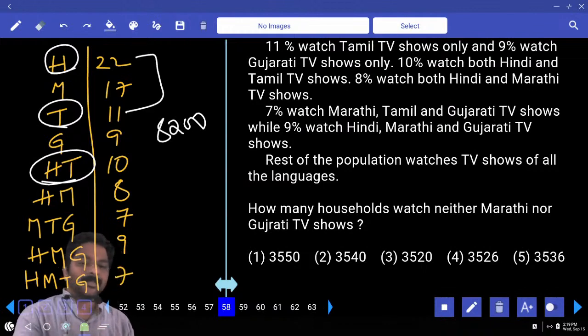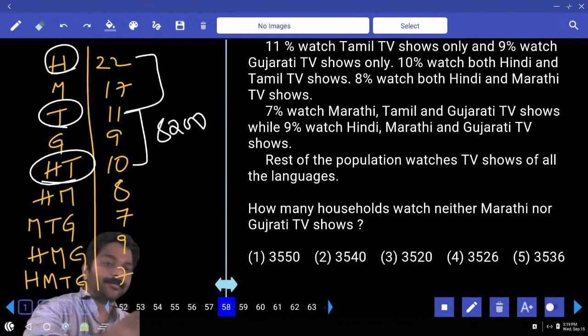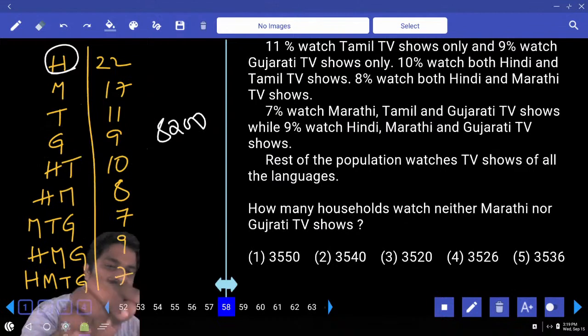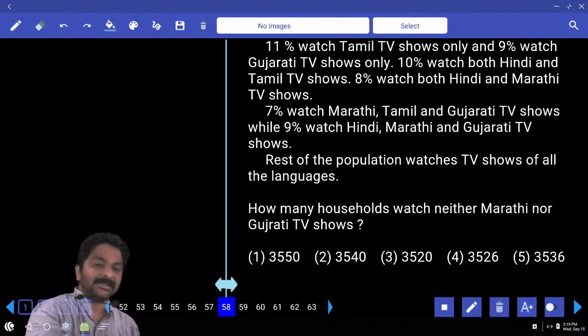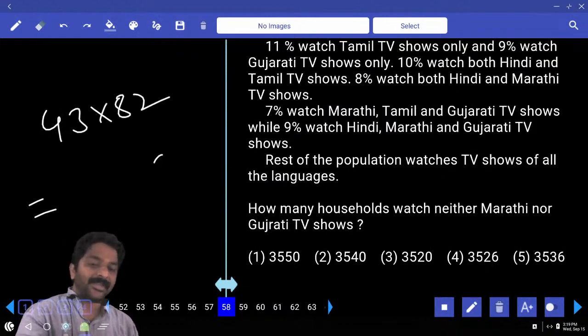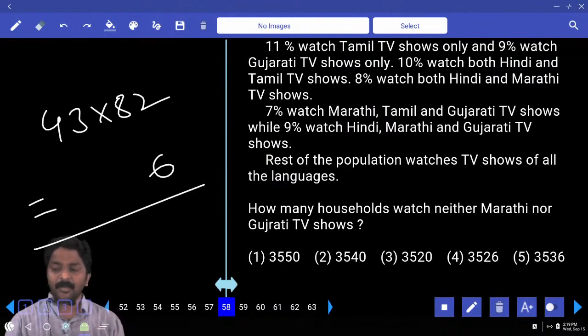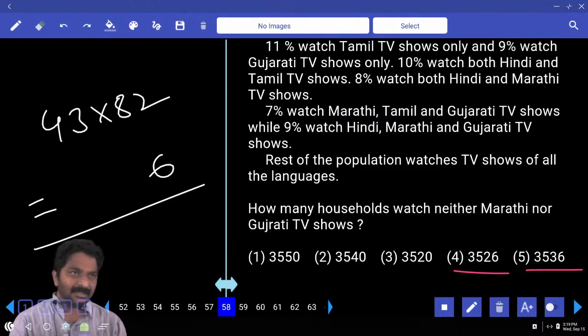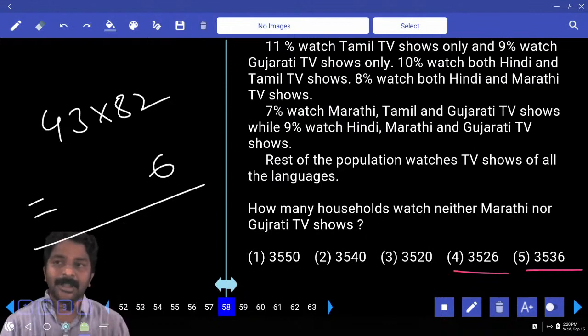22 plus 11, 33 plus 10, 43%. In the sense, 43 into 1%, that is 82 only. Last digit verification. Answer must end with? How many options are there? Observe these 2 numbers carefully. Your 4th option is only a 2 multiple, but not a 4 multiple. Whereas your 5th option is a 4 multiple also.